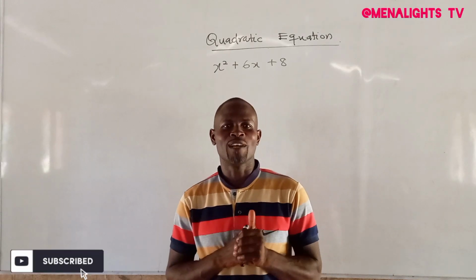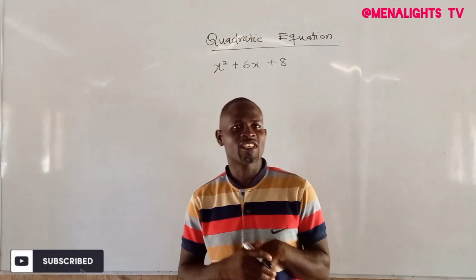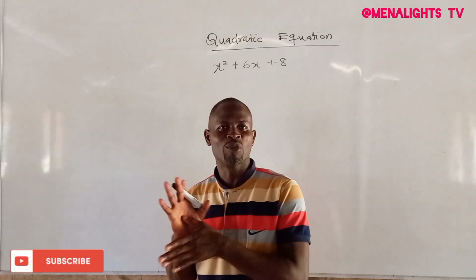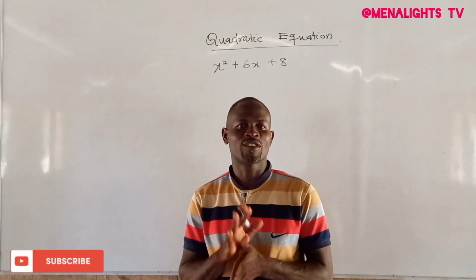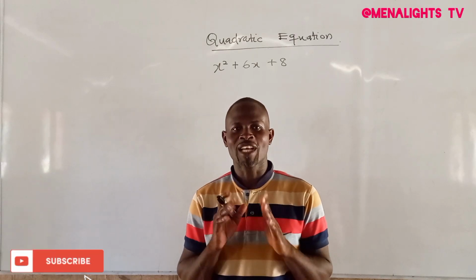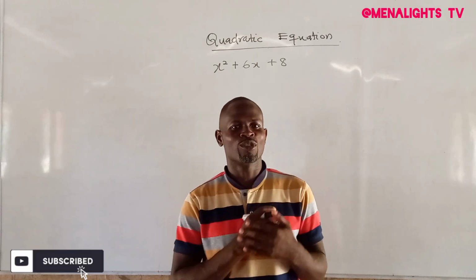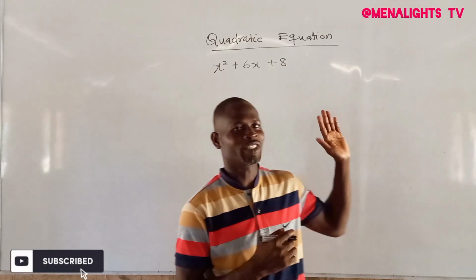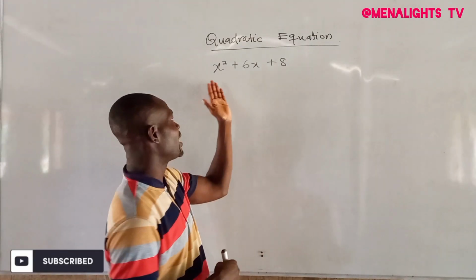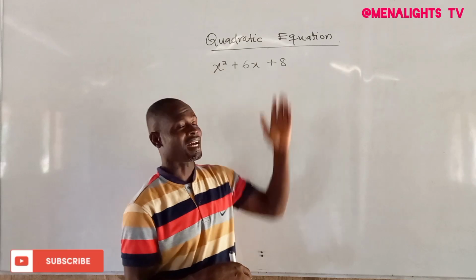And this time we are looking at quadratic equations, how to factorize quadratic equations, as well as finding the values of x. So without wasting much time, let's go to the board and solve this quadratic equation. So we have x squared plus 6x plus 8.